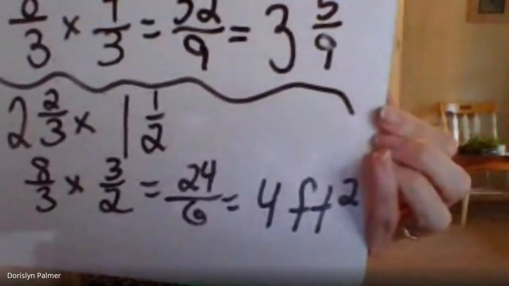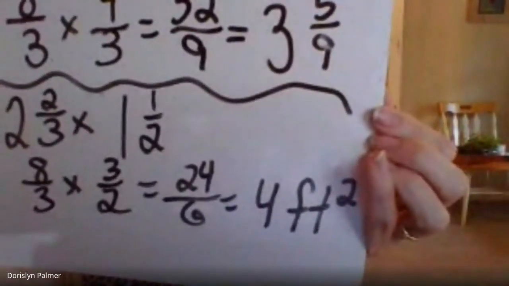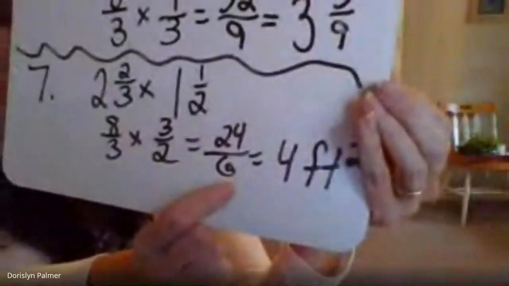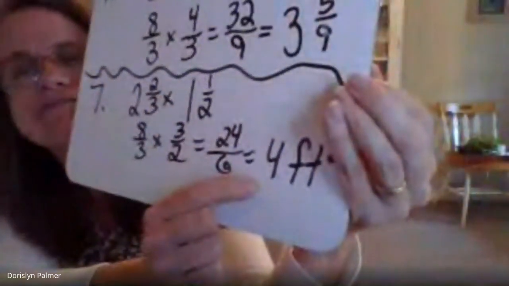Are you okay with that? Are you okay with that, Grant? I was with you right to this spot right here, 24/6. I think maybe you froze. Okay. But number 7, gang, is 4 square feet.